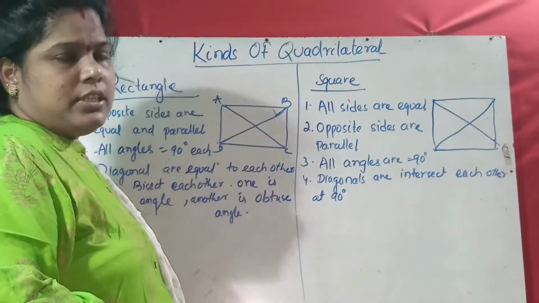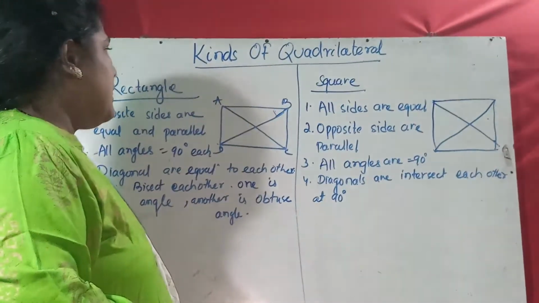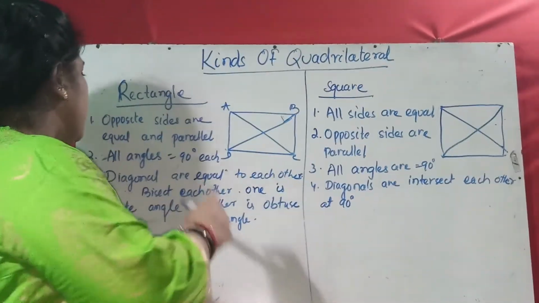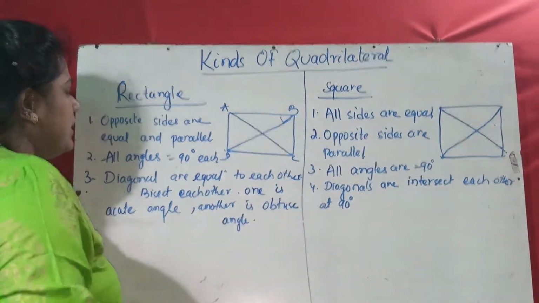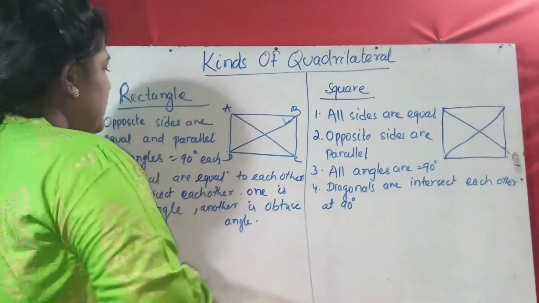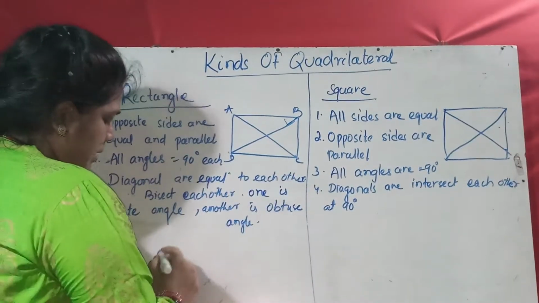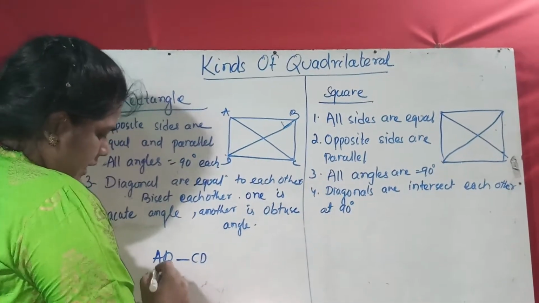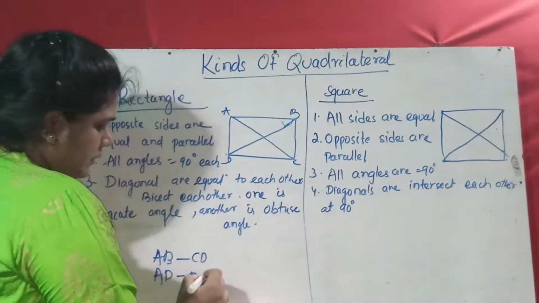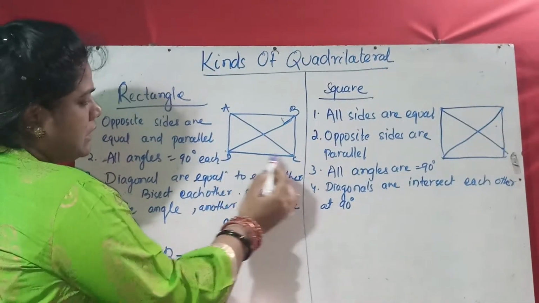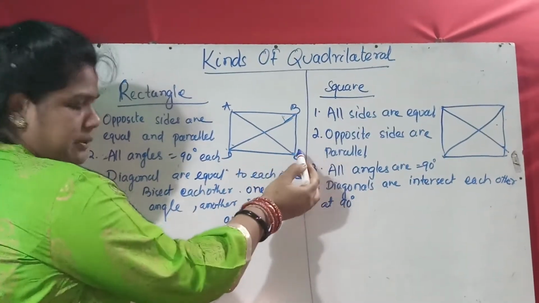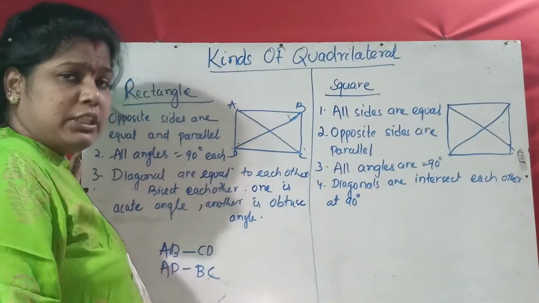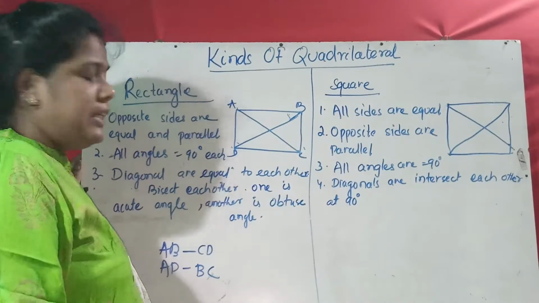It is a rectangle. So when is a quadrilateral called a rectangle? When a quadrilateral has opposite sides that are equal and parallel. Which are the opposite sides? AB opposite to CD, then AD opposite to BC. Okay, when the opposite sides are parallel and equal to each other, then that is called a rectangle.